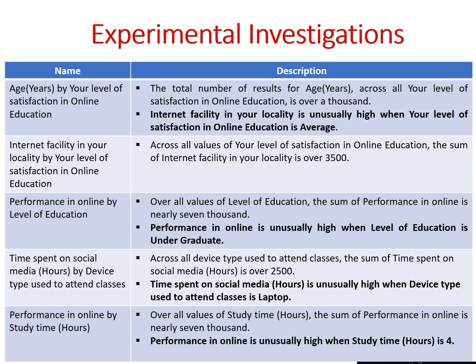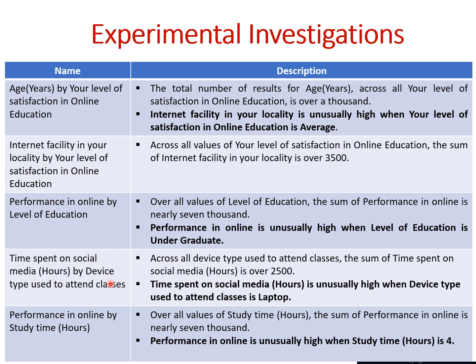These are a few experimental investigations from the implementation. Age in years by your level of satisfaction in online education. The important insight is internet facility in your locality is unusually high when your level of satisfaction in online education is average. Performance in online by level of education, the key insight here is performance in online is unusually high when level of education is undergraduate.